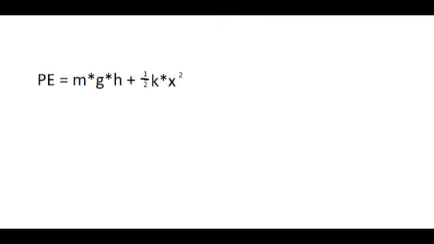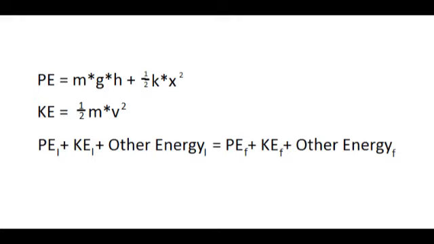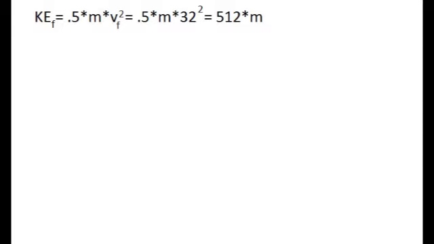Well, let's recall first off that our potential energy equation is mgh plus 1/2 kx squared. That 1/2 kx squared is the spring potential energy, of course, and mgh is the gravitational potential energy. We then add on top of that our kinetic energy formula, 1/2 mv squared, as you know. And finally, our third important equation for this part of the chapter is that the initial potential energy plus the initial kinetic energy plus the initial other energy is equal to potential energy final plus kinetic energy final plus the other energy final. So how does that apply in this case?